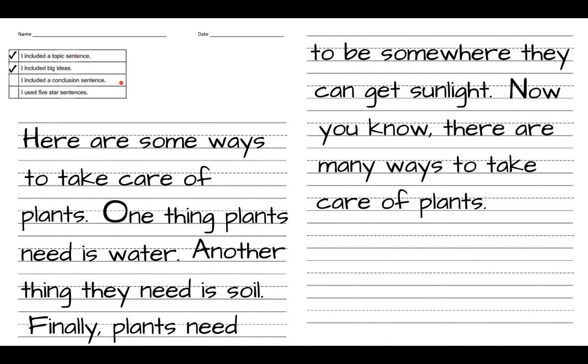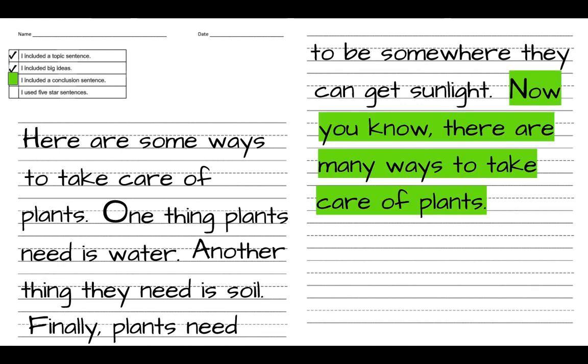Next on the checklist is I included a conclusion sentence. So remember, that's my last sentence that wraps up my thinking and reminds the reader what they were reading about, or what my paragraph was about. So I should have my topic somewhere in there. Remember that that was green as well. So let's take a look here. It says, now you know there are many ways to take care of plants. I would make sure I used some of those phrases to help me form my sentence from the front of my journal. And I definitely did have that. Now you know is one of them. There are is another one. And then my topic is ways to take care of plants. Again, I have a full sentence, and it's a conclusion sentence, so I can check that off.